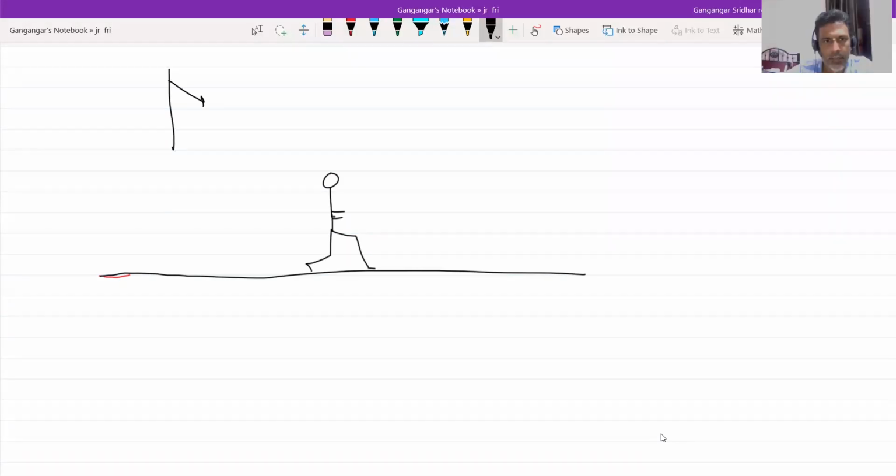Velocity of rain, VR, is the same, 30 degrees. Now the velocity of the man, let it be 2 meters per second. How does he have to hold the umbrella?